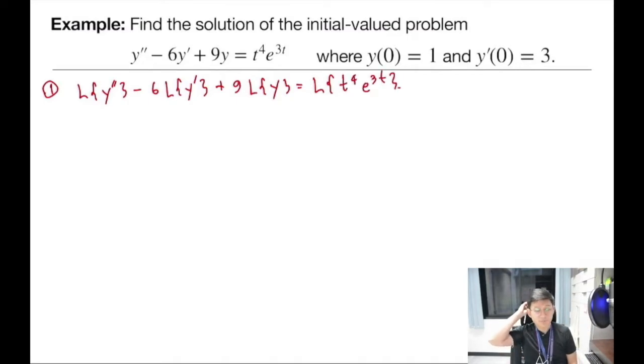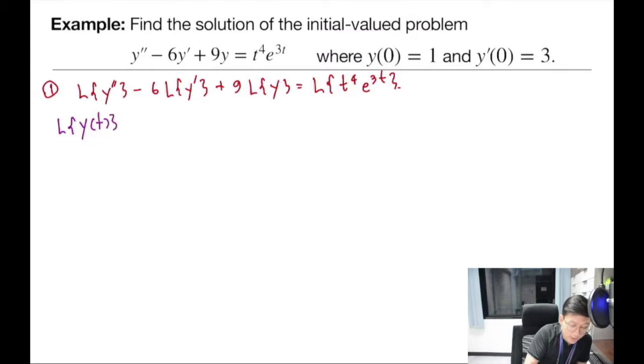And then, guys, let's look at it term by term, okay? So the first one, let's look at this guy. The Laplace transform of y, which is the same as y(t), right? And we can call that Y(s), the big Y(s), which is this term.